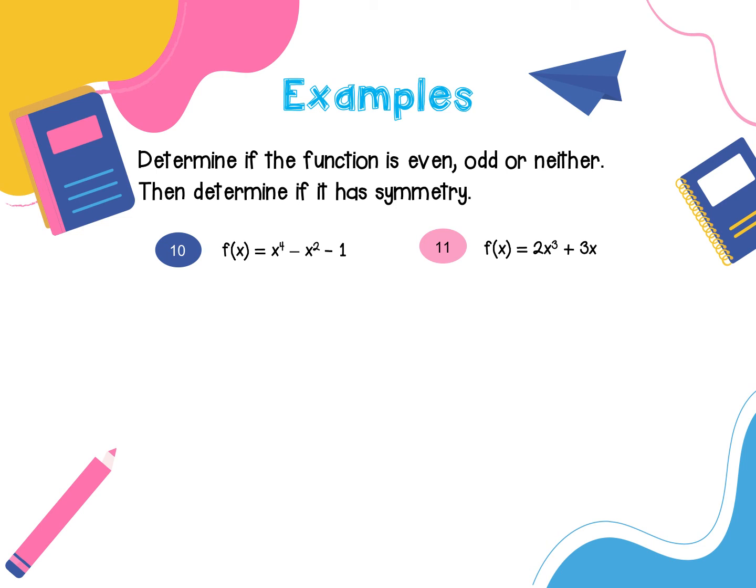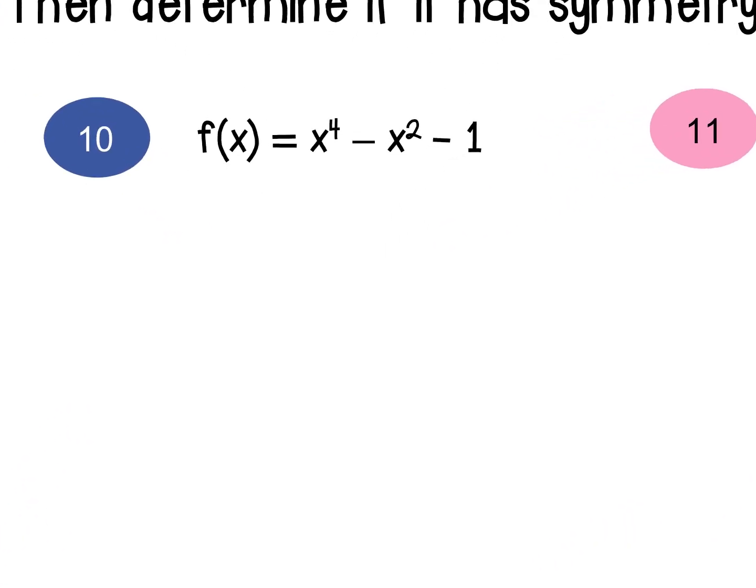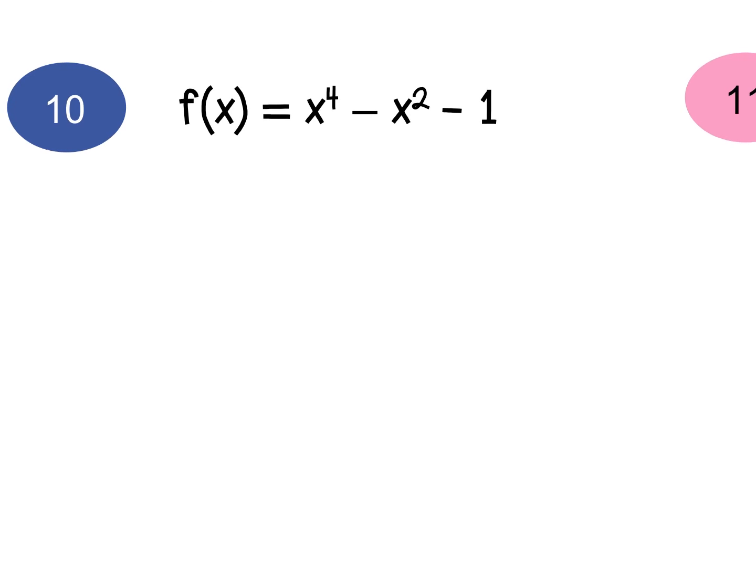All right, so now this says determine if it's even, odd, or neither, then determine if it has symmetry. So we know one leads to the other, right? So look at 10. I'm going to plug in the negative x to the fourth, minus negative x to the second, minus 1. What does negative x to the fourth do? It's raised to an even power, right? So it's going to go back positive.